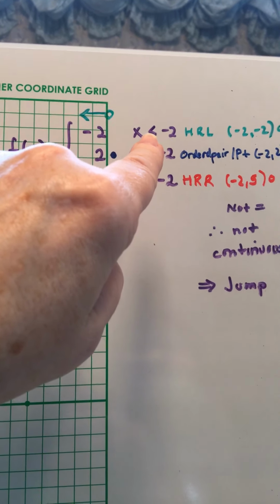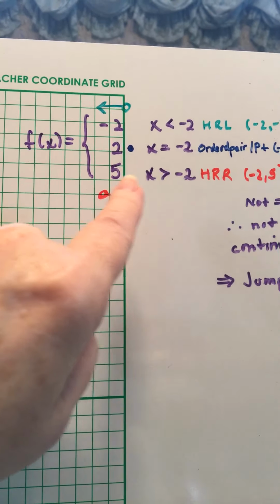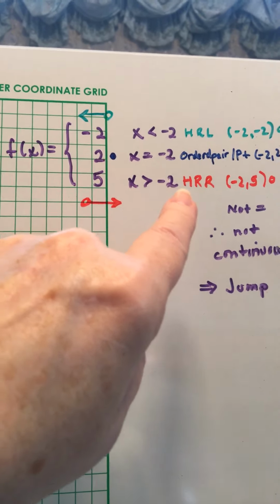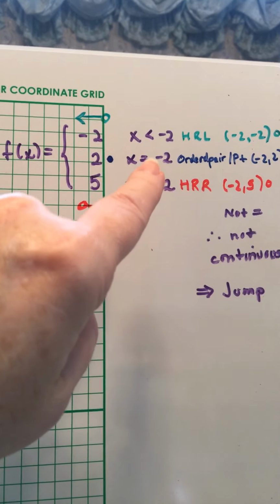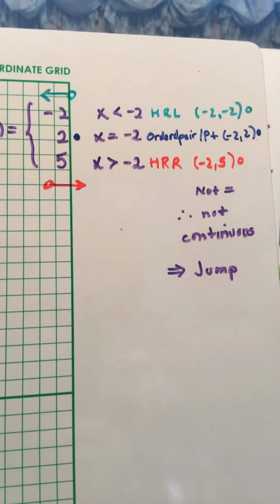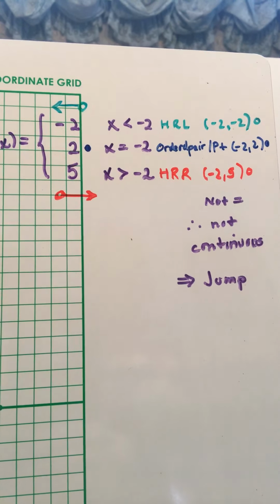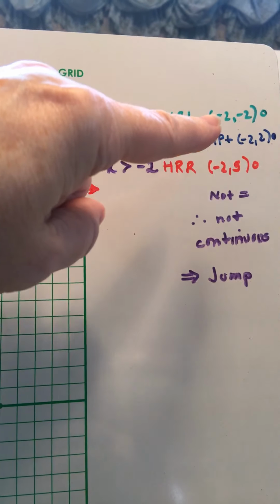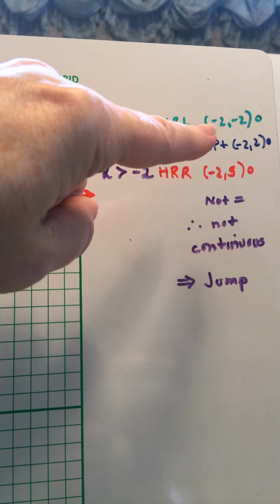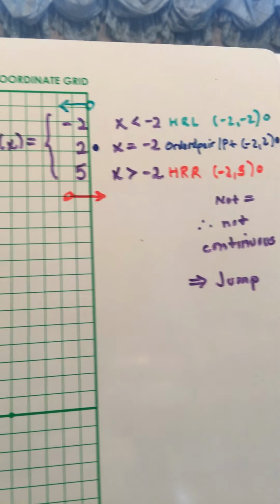Notice this is a ray because it's less than. So it's a horizontal ray left. This is a ray because it's a horizontal ray right. But wow, this is a single ordered pair. It's an equal to. It's a point on the graph. And negative 2, 2 is a single point, closed. Here an endpoint of negative 2, negative 2, and here an endpoint of 2, 5.